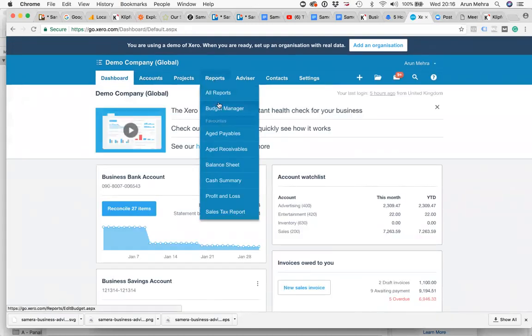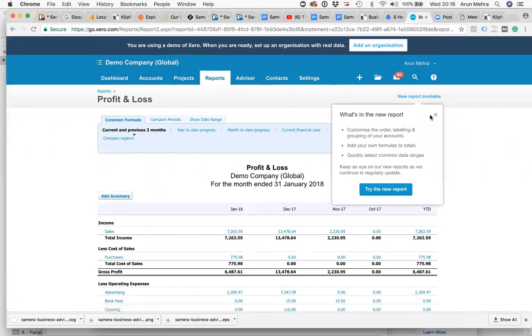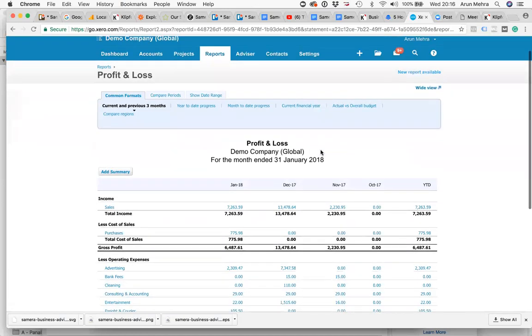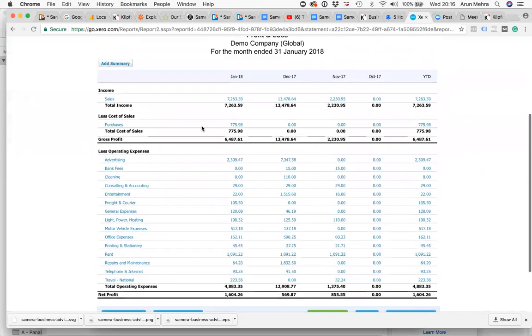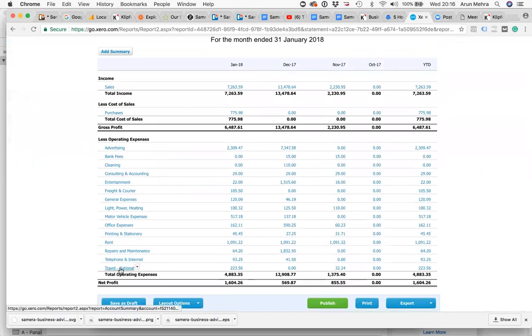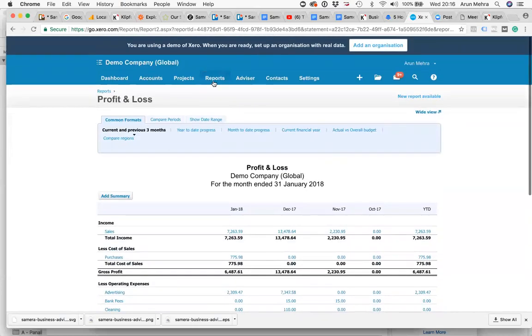You can then run some reports if you wanted to. So for example, as we were looking at profit and loss earlier, we can see the profit and loss of this particular client is this. So sales and income, less cost of sales, gets to a gross profit, less operating expenses, a net profit of 1,604.26 for January 18, as an example.